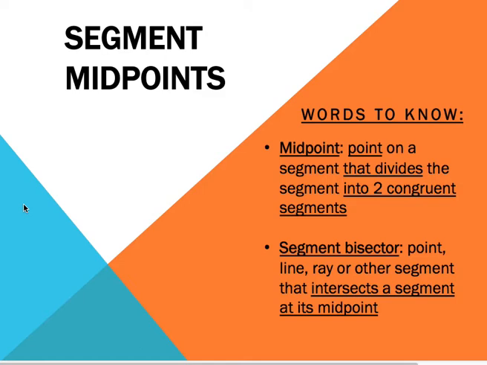And segment midpoints. So midpoint should be a familiar term. You probably used it in Algebra 1 and middle school math a lot. Basically, it's the point at the center of a segment. And segment bisector is a term that you might not be as familiar with, but basically a segment bisector is a more descriptive term of something that intersects a segment at its midpoint. So what a segment bisector does is that it cuts a segment in half.